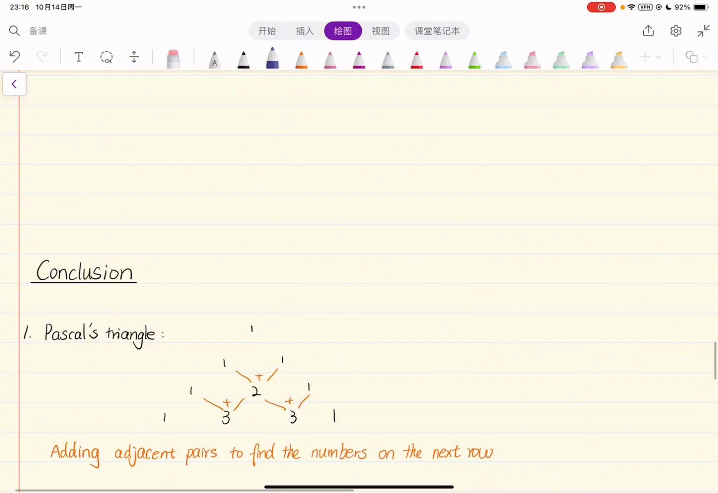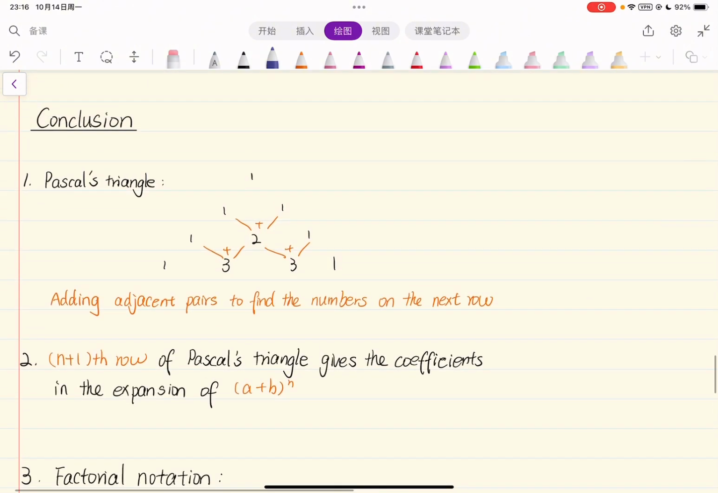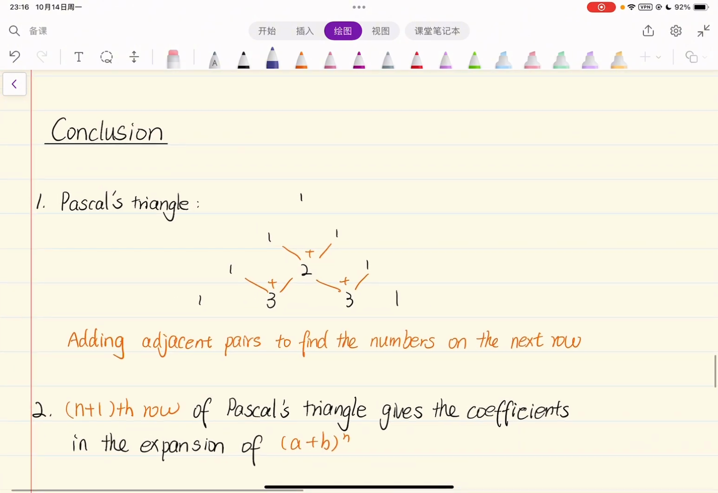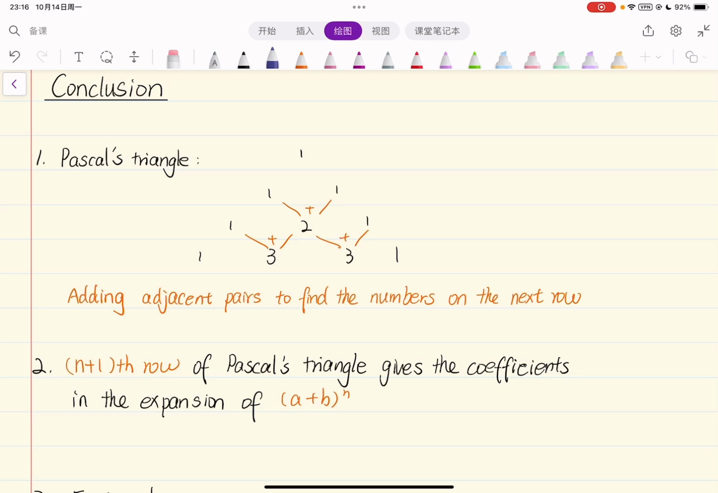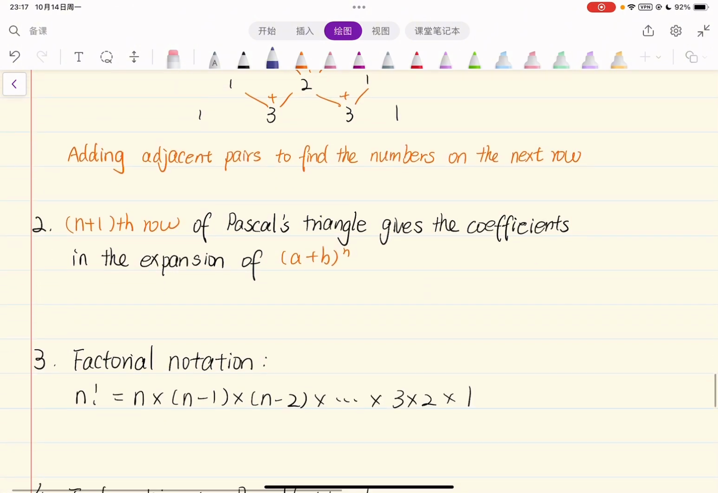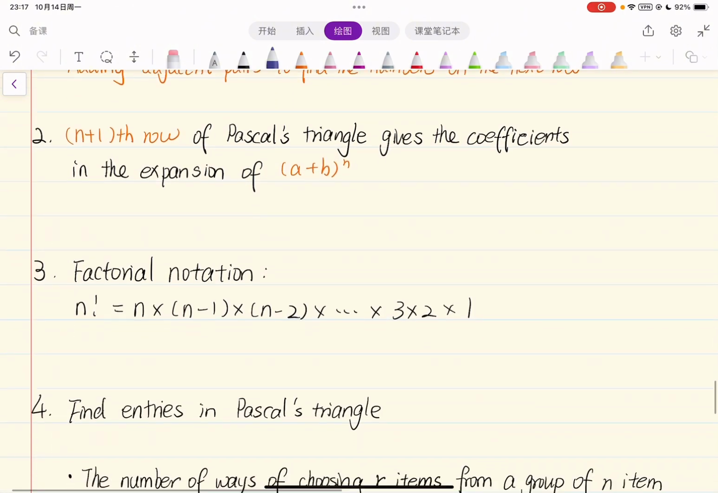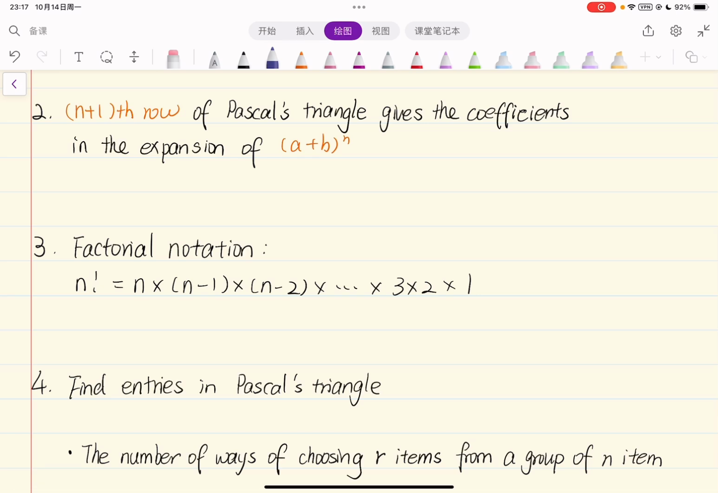So we have done all the things. Here is a conclusion for this lesson. You know what Pascal's triangle is, and it is used to find the coefficients of the expansion. The (n + 1)th row of Pascal's triangle gives the coefficients in the expansion of (a + b)^n. And we know what factorial notation is: n factorial equals n times n − 1 times n − 2, and so on, times 3 times 2 times 1.